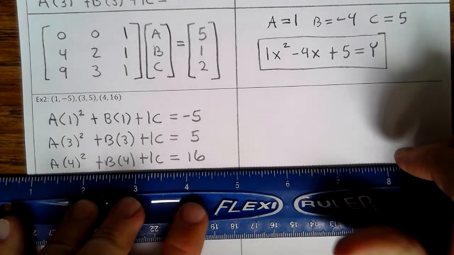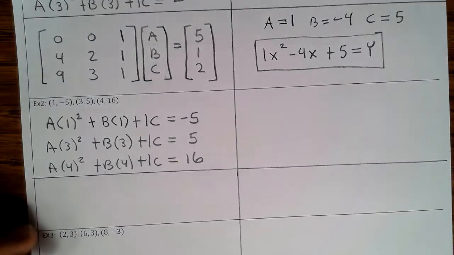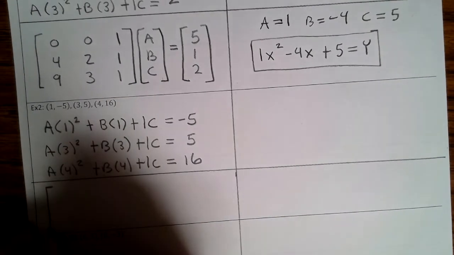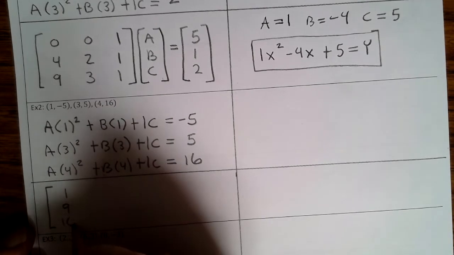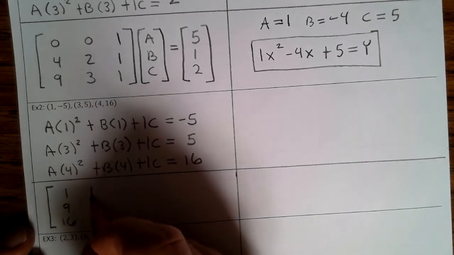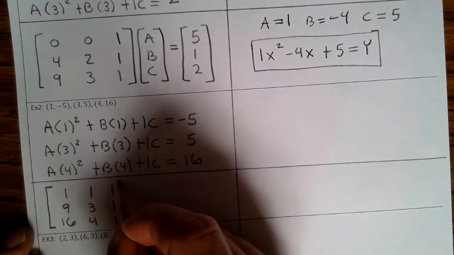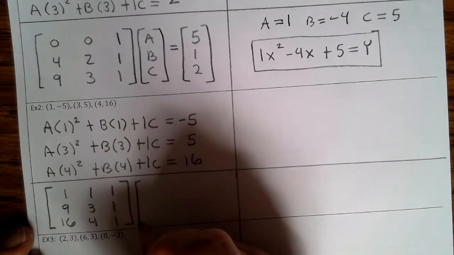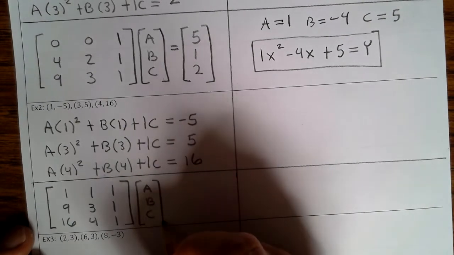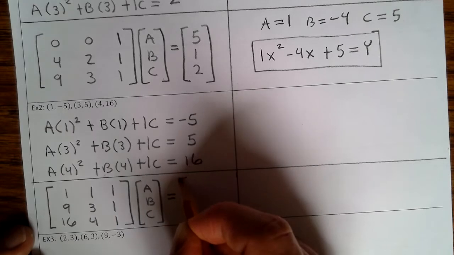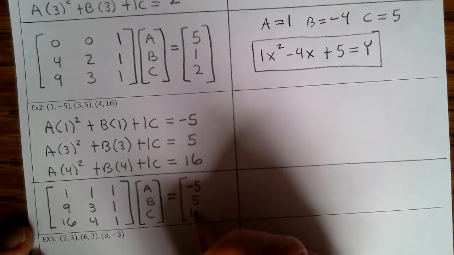Okay, so now let's write our Ax equals B. So 1 squared is 1, 3 squared is 9, 4 squared is 16, and 1, 3, 4, 1, 1, 1 times ABC equals negative 5, 5, and 16.